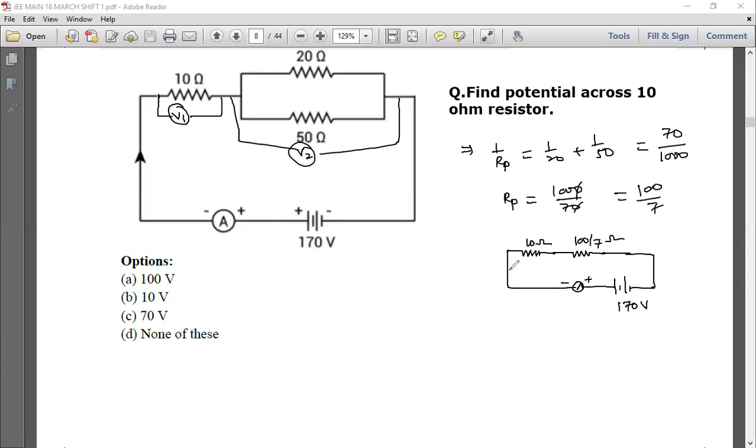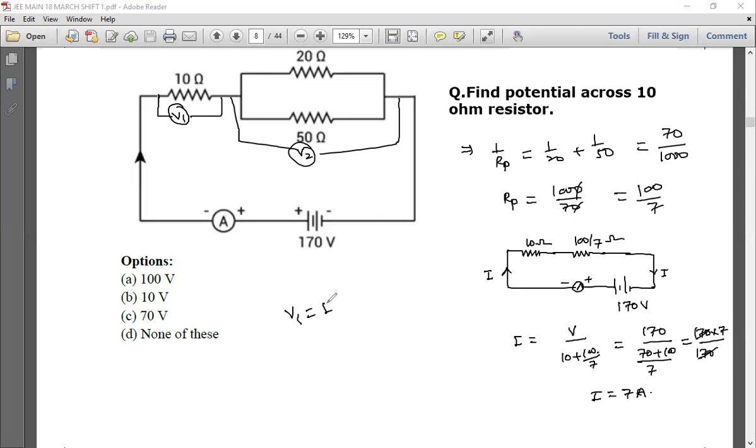Now first I will find the current, that is I. So I is equal to V by this plus this. So 10 plus 100 by 7. That is equal to 170 divided by (70 plus 100) by 7. So this is equal to 170 into 7 divided by 170. 170 cancels. I is equal to how much? 7 ampere.